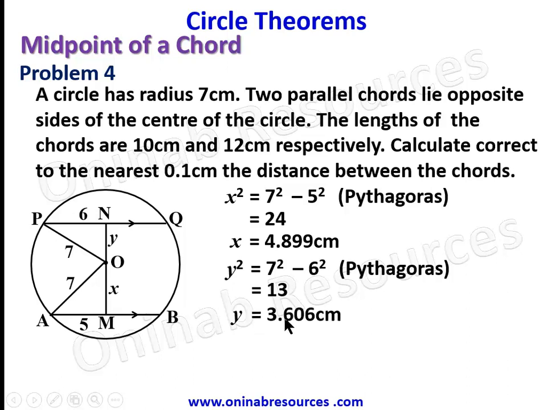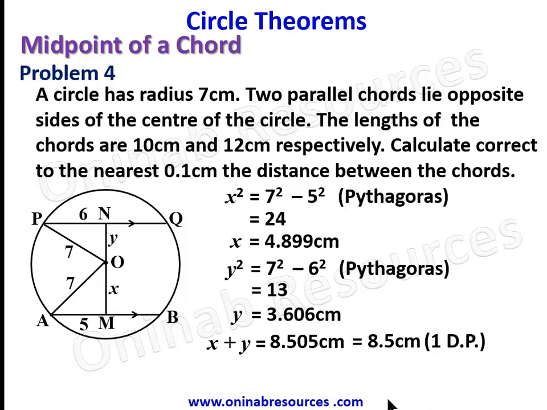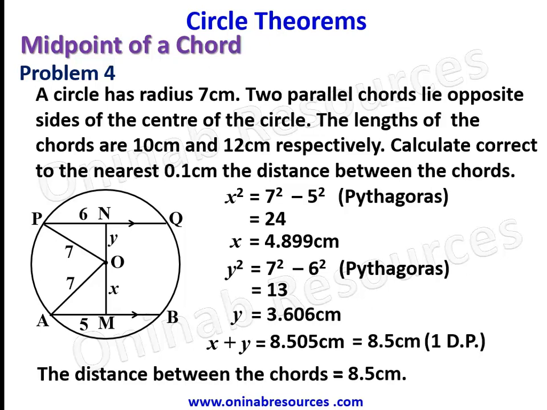is going to give us 3.606 centimeters. So x plus y now will be 8.505 centimeters, and they said to the nearest 0.1 centimeters, that's to the nearest 1 decimal place. So that will give us 8.5 centimeters, and this is to 1 decimal place, which is the same thing as to the nearest 0.1 centimeters. So we have the distance between the chord to be 8.5 centimeters.